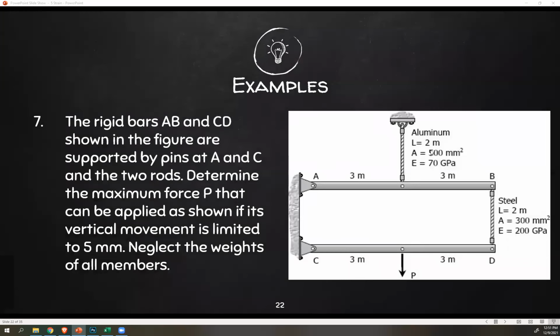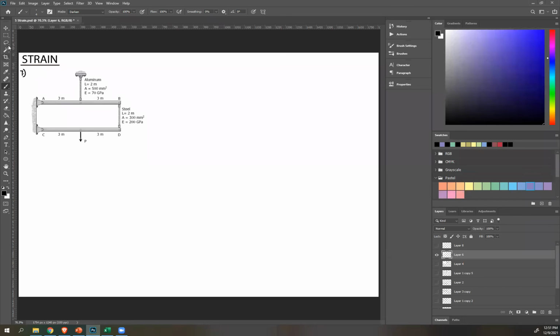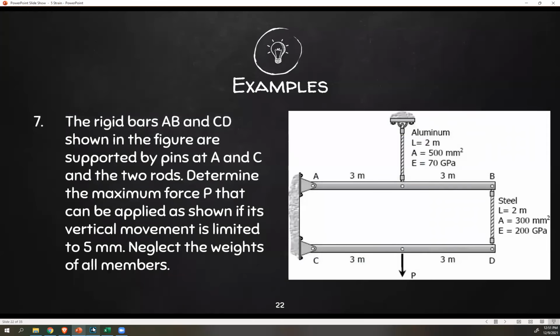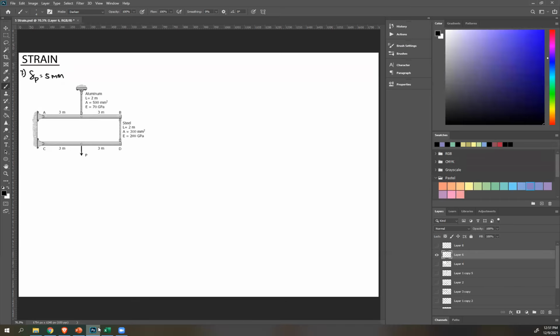So for number 7, the rigid bars AB and CD shown in the figure are supported by pins at A and C and the 2 rods. Determine the maximum force P that can be applied as shown if its vertical movement is limited to 5 millimeters. A vertical movement of P limited to 5 millimeters. So once again, I like to write the given as I read. I'll just write that as delta P 5 and neglect the weights of all members. Okay, great. That's the only given.